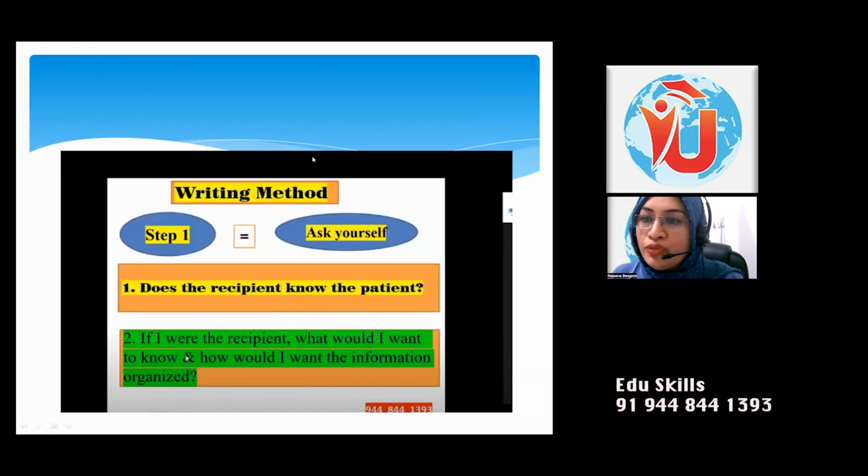Okay, so before going to that, again, the writing method. For writing, step 1, ask yourself. You may feel there is a bit of repetition in these slides, but these are things you need to know as a beginner. Most of the case notes are the same, and once you are thorough with this point, it will be easy for you to proceed with the case notes. So step 1 is: ask yourself, does the recipient know the patient? You need to identify whether it is a known case or an unknown case.